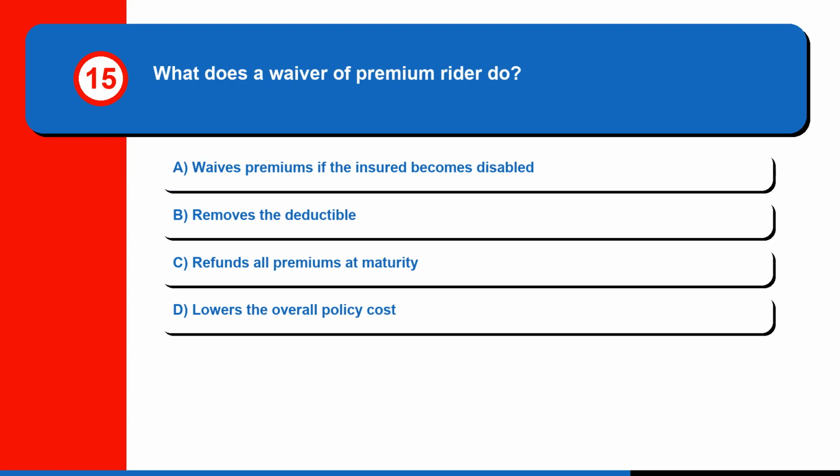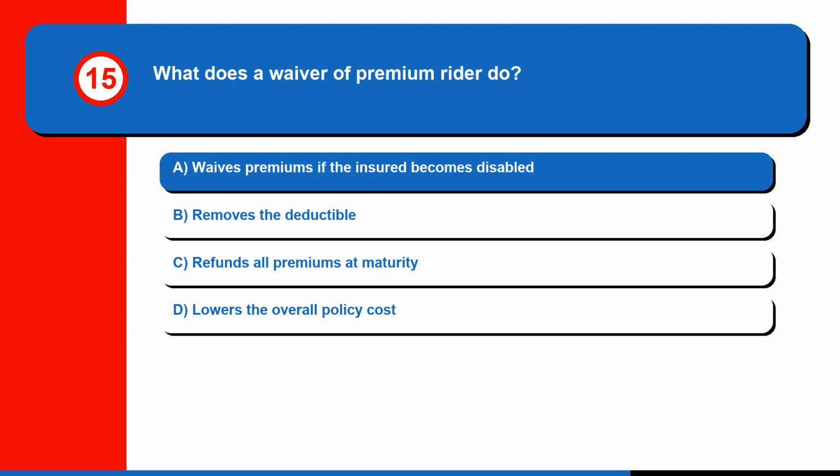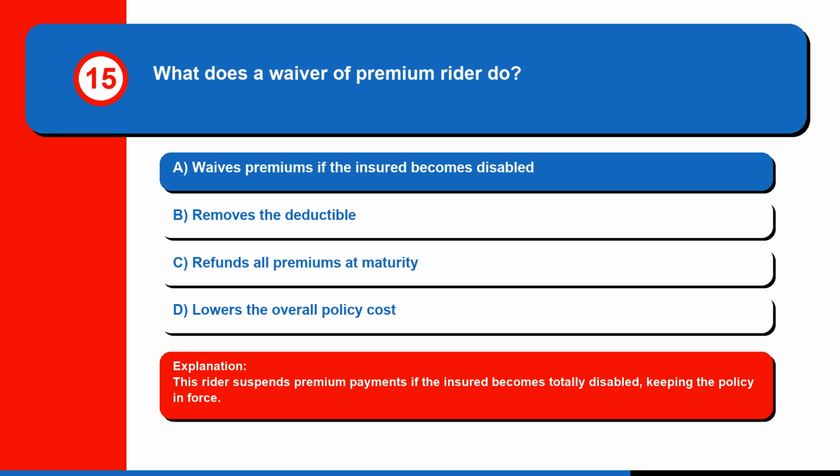Question 15. What does a waiver of premium rider do? A. Waives premiums if the insured becomes disabled, B. Removes the deductible, C. Refunds all premiums at maturity, or D. Lowers the overall policy cost. The correct answer is A. Waives premiums if the insured becomes disabled. This rider suspends premium payments if the insured becomes totally disabled, keeping the policy in force.